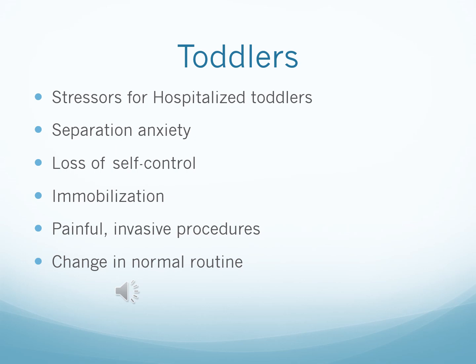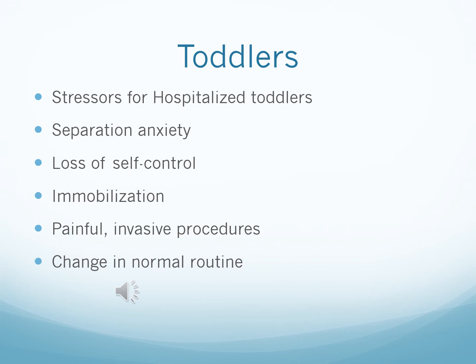Autonomy is a developmental task at this age. So you want to allow the child to still have control over certain things, like maybe the flavor of Jell-O. You want to try to keep and encourage the parents to keep a minimal routine for the child, like reading a book, singing songs before bed, things like that. You also want to encourage the parent to stay with the child because separation from the parents is a major stressor for toddlers. If the parents do have to leave, expect the child to scream and cry for sure.